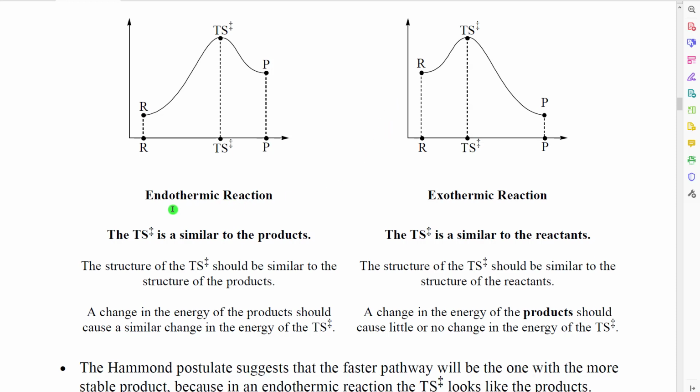This is summarized here. In an endothermic reaction, the transition state is similar to the products. In an exothermic reaction, the transition state is similar to the reactants. The significance then would be that if we change the structure of the product in an endothermic reaction and the energy of that product changed, the transition state energy should change in a similar way. Whereas in an exothermic reaction, changing the structure of the product should have very little effect on the structure of the transition state.